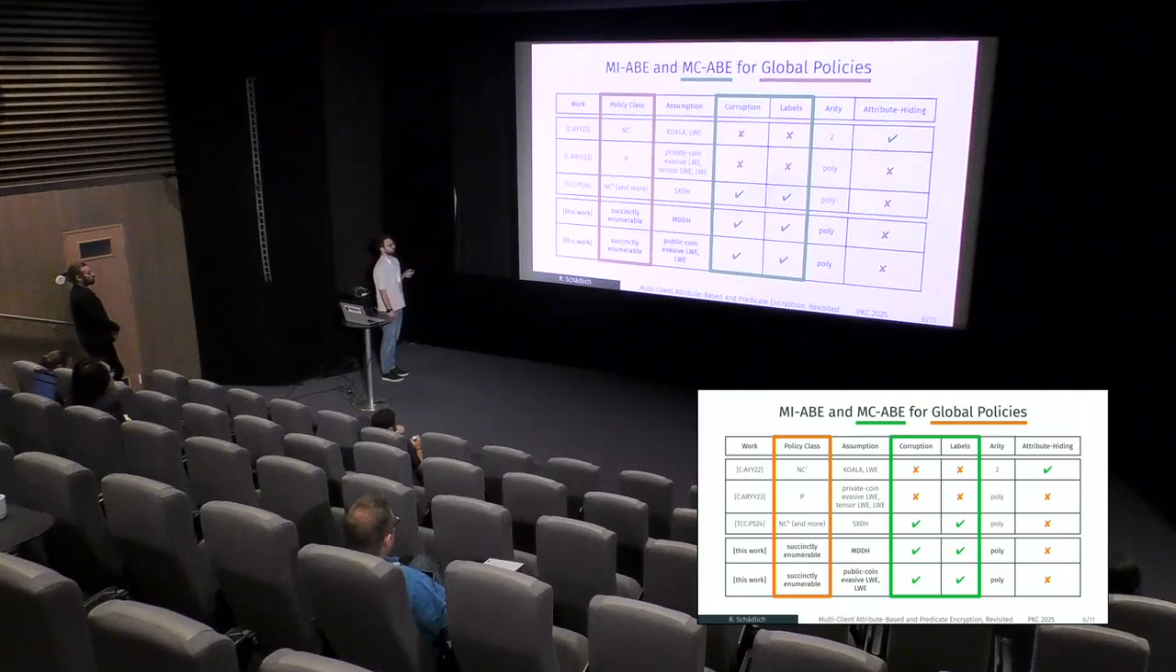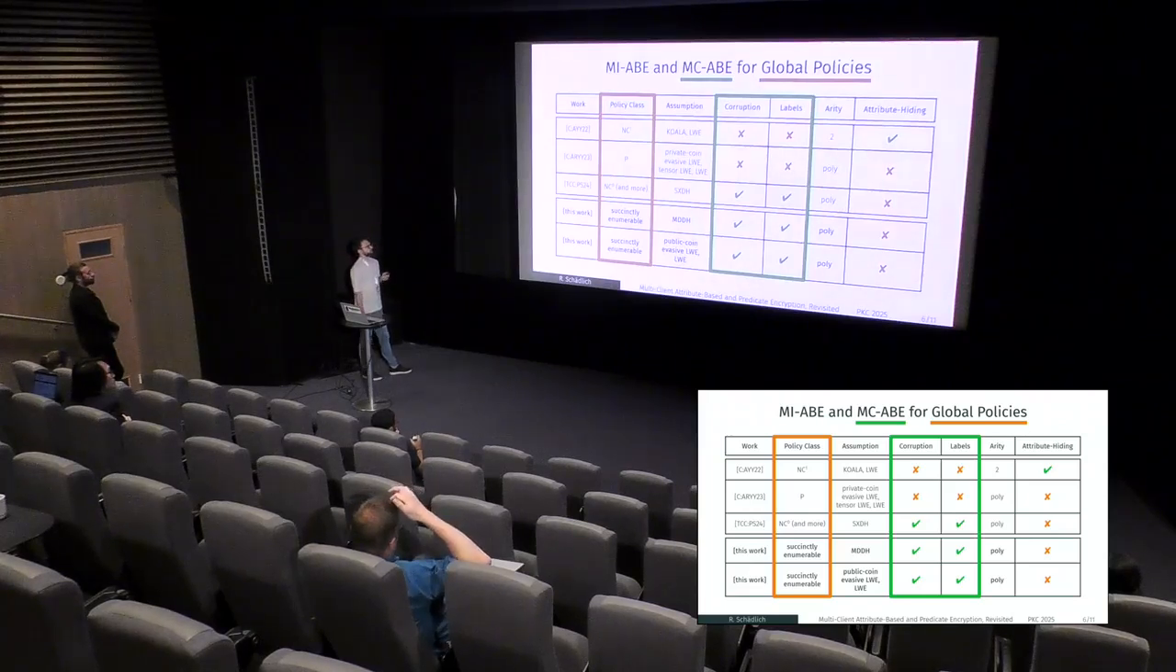However, these constructions all use very strong assumptions, knowledge type assumptions, for example, Knowledge of Exponent on pairings or private coin evasive RWE. And moreover, the security models that these constructions provide are a bit limited because they don't consider corruptions and they don't consider labels, so they only capture the multi-input setting.